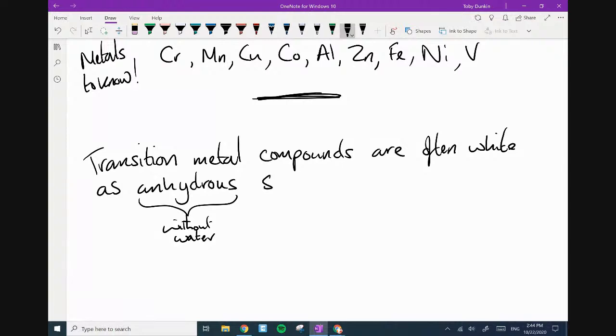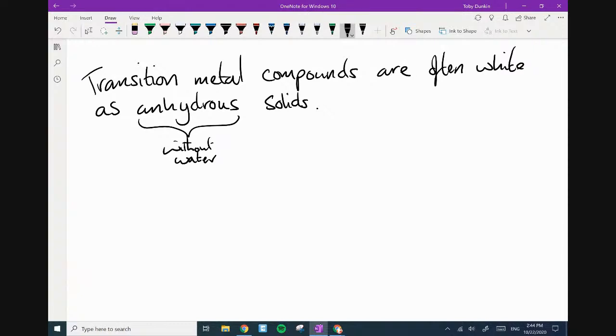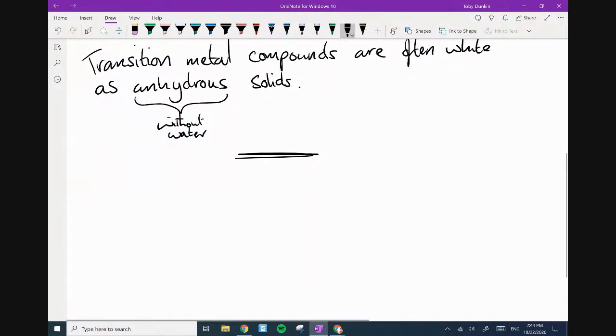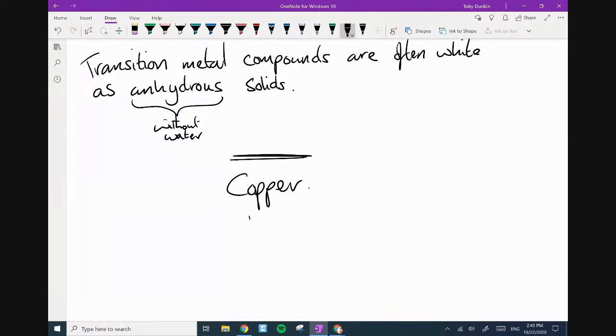Yeah, as anhydrous solids. Okay, so for an example, we're going to start work on one particular metal today. We're going to be mentioning acidity about these. So I'm just going to talk to you about copper, because you guys know copper well. So the example now, of course, of copper is copper sulfate. You guys know this stuff well.